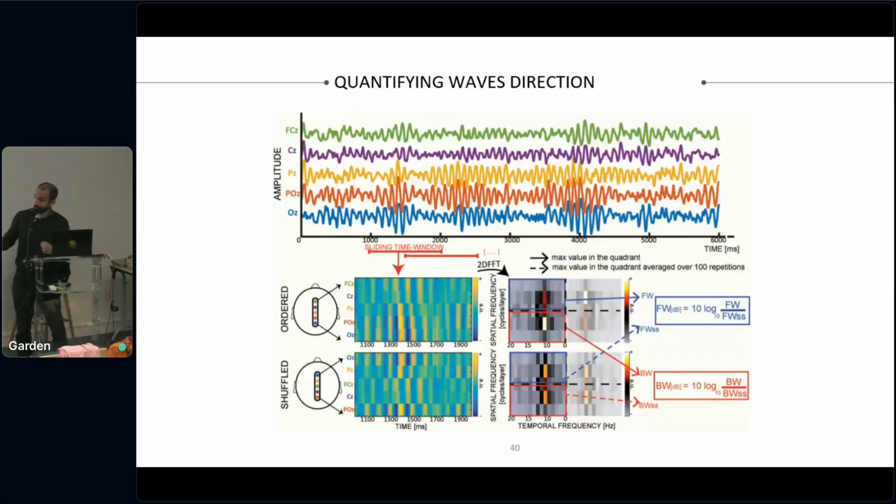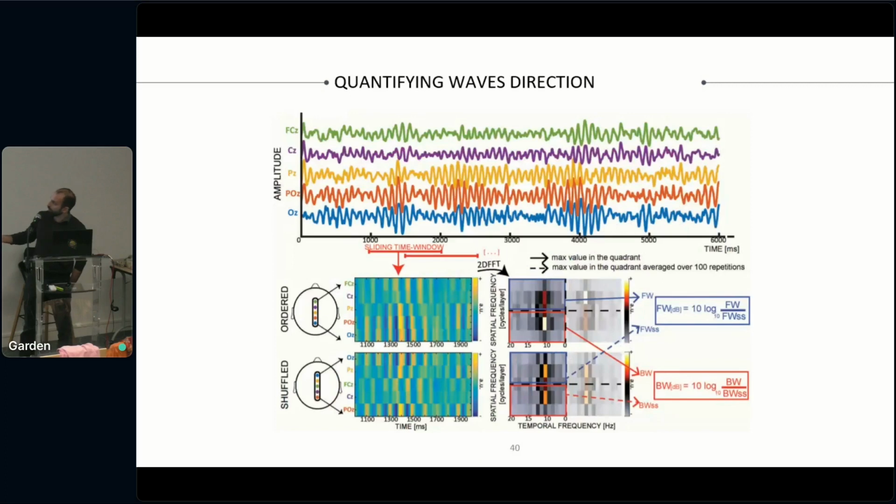But it's not yet enough, right? Because we need a baseline. And how do we compute the baseline? Well, we do the same thing, but this time we shuffle the order of the electrodes. We do this several times, and the idea of shuffling the electrodes is to destroy the spatial information. So the temporal power is still there, but now the spatial information is mirrored across the two quadrants. So we can quantify our baseline as a surrogate of forward waves and a surrogate of backward waves. This is our baseline, basically.